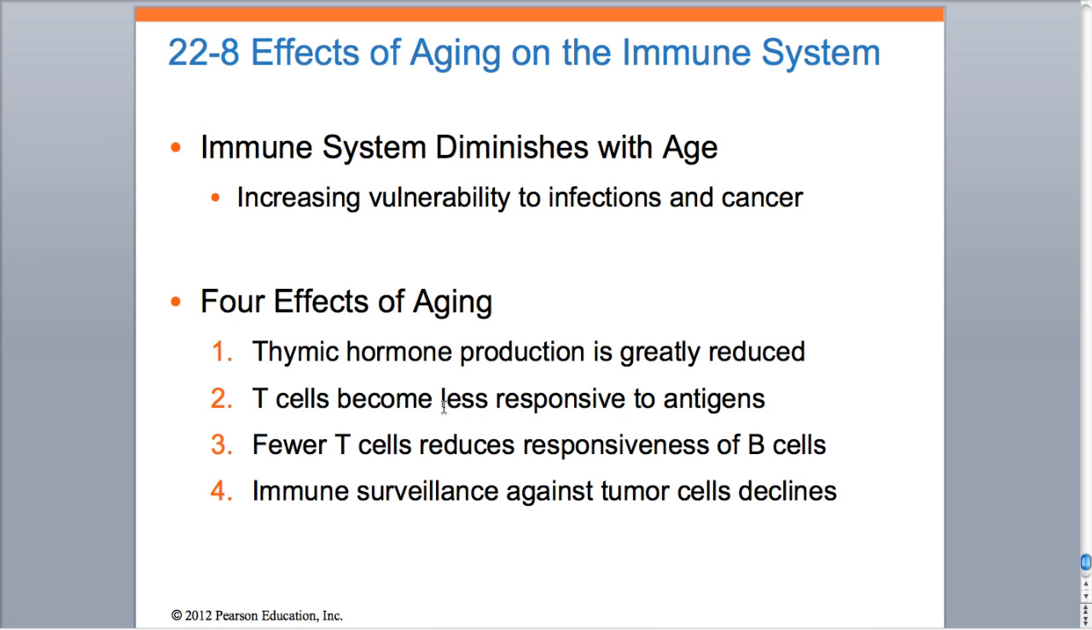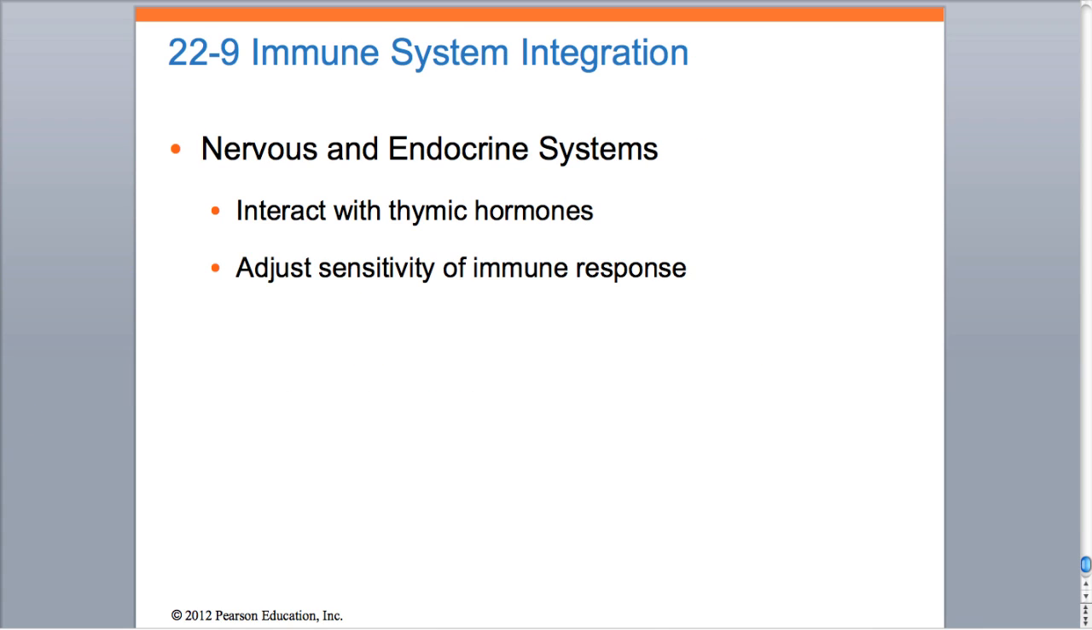What about the next line? Fewer T cells reduces responsiveness to B cells. So now all of a sudden, what have you done? You've shot away level 3 B cells and their nice communication with level 4, the T cells. And it's almost as if you're having SCID kind of symptoms later in life with your immune system. Okay? So it's really, really important to keep up level 3 and level 4. And here it says immune surveillance against tumor cells declines. So you're more likely to come down with cancers because even that's not working. Okay? Now the last slide.